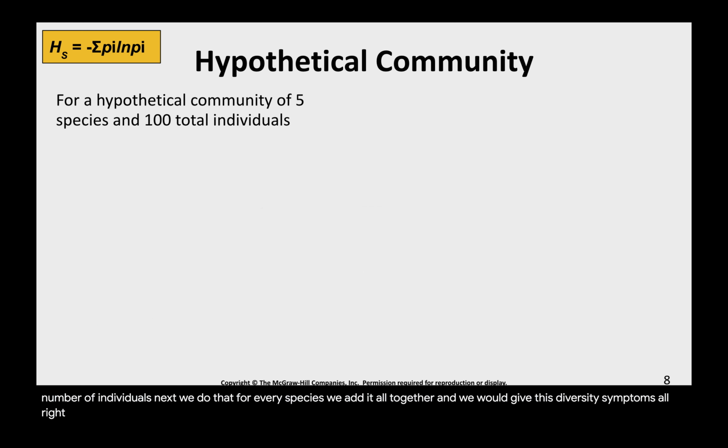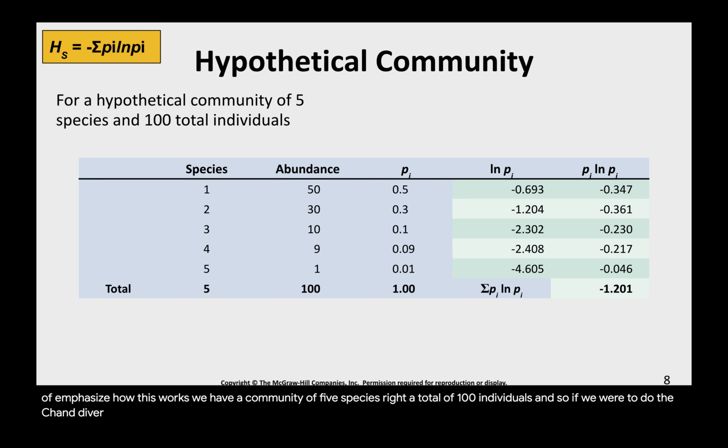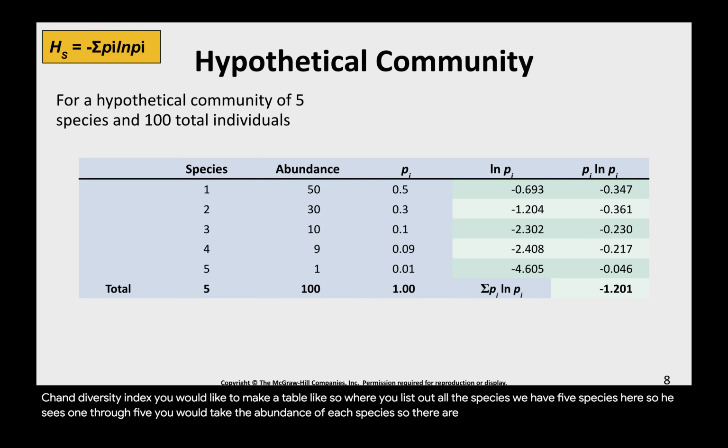So to emphasize how this works, we're going to look at a hypothetical community. We have a community of 5 species, a total of 100 individuals. If we were to do this Shannon Diversity Index, you would likely make a table like so, where you list out all the species. We know we have 5 species here, so species 1 through 5 is listed. We would take the abundance of each species. So there are 50 individuals of species 1, only 1 individual of species 5.